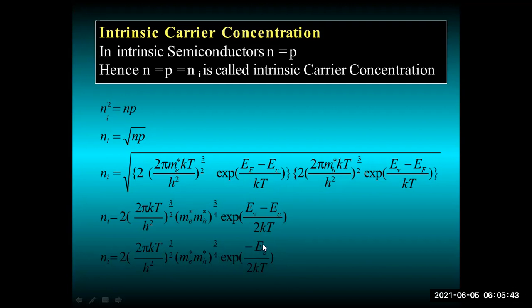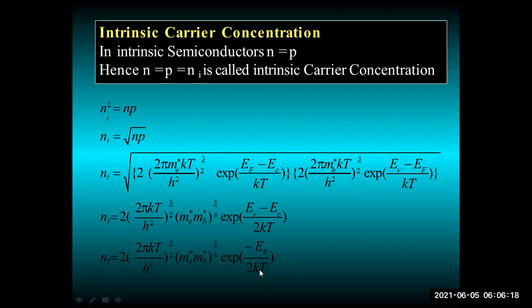And why am I writing Eg here? You can see in the previous diagram, we have written that the energy of the electron in the conduction band is Ec, and the energy of the holes in the valence band is Ev. So the difference between Ev and Ec gives the gap lying between the valence band and the conduction band. That is the reason we are writing it as Eg. So EC minus EV is nothing but Eg, so minus Eg by 2kT.